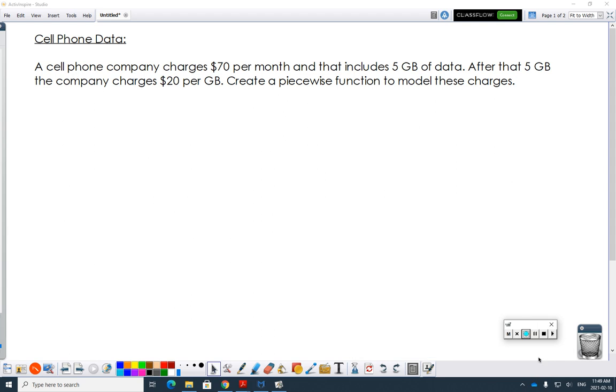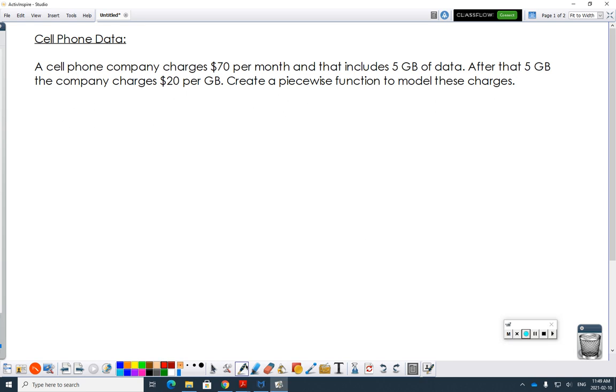Okay, two examples of real-world examples that could be modeled using piecewise functions. Cell phone data. A cell phone company charges $70 per month, and that includes 5 gigabytes of data. I've tried to update this example from the textbook versions. The textbook versions sound really out of date. So after that 5 gigabytes, the company charges $20 per gigabyte. Create a piecewise function to model these charges.